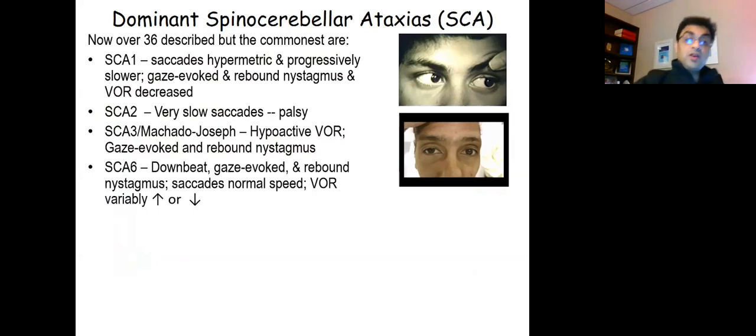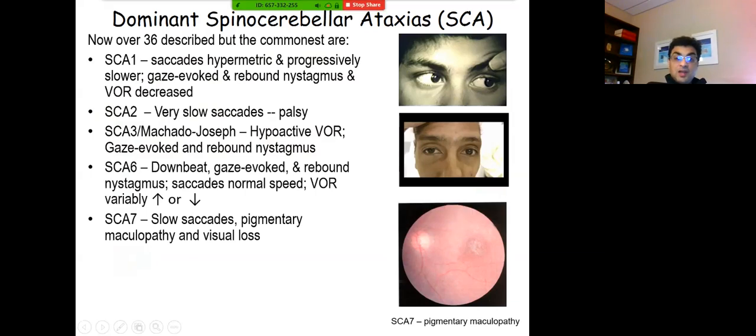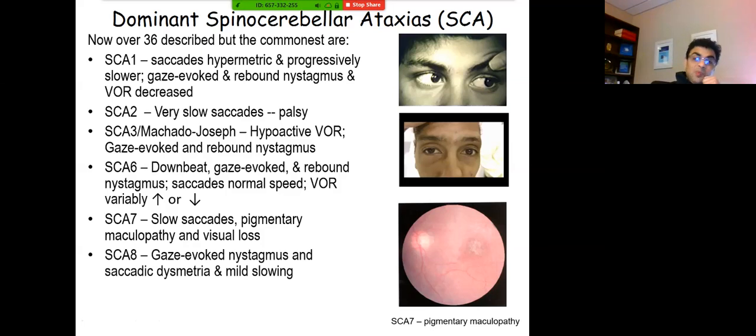SCA6 is another one where you can also see dystonias. In these patients, you typically would see downbeat, gaze-evoked, or rebound nystagmus. I'm not going to demonstrate them again because we have seen plenty of downbeats. And SCA7 will have slow saccades, and they may have pigmentary maculopathy. So it's very important that you do ophthalmoscopy on your patients who have ataxias, because you can diagnose some forms of ataxia without sending pricey genetic testing. And SCA8 is gaze-evoked nystagmus and saccadic dysmetria, and they can also have some mild slowing.